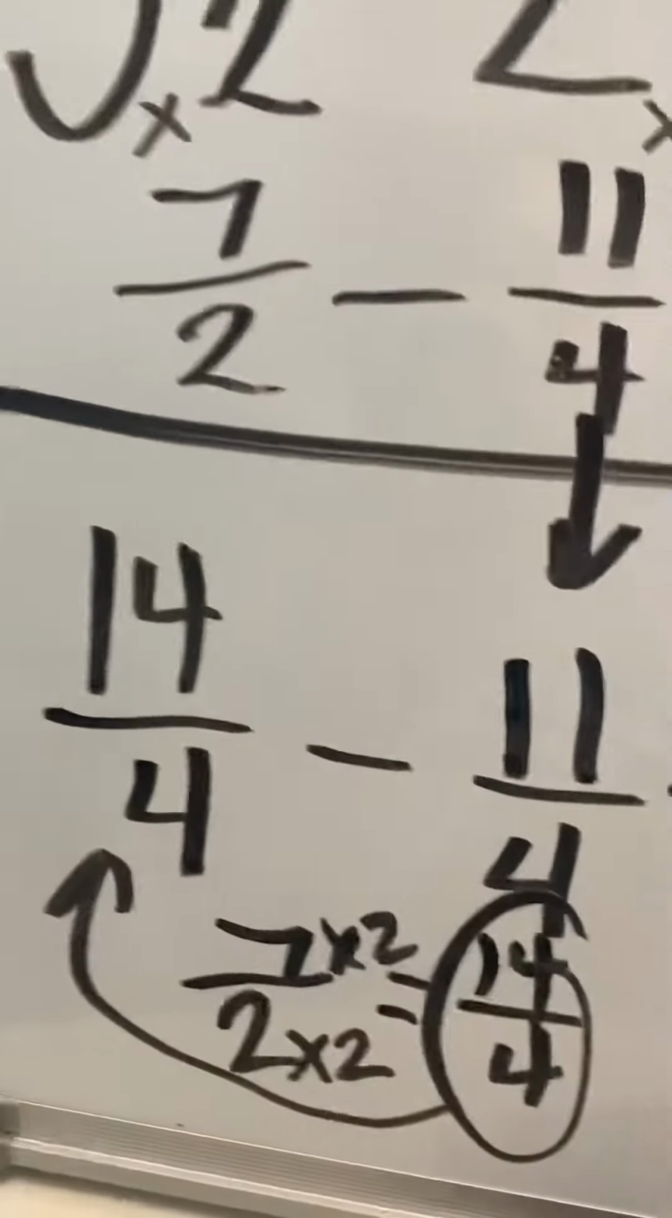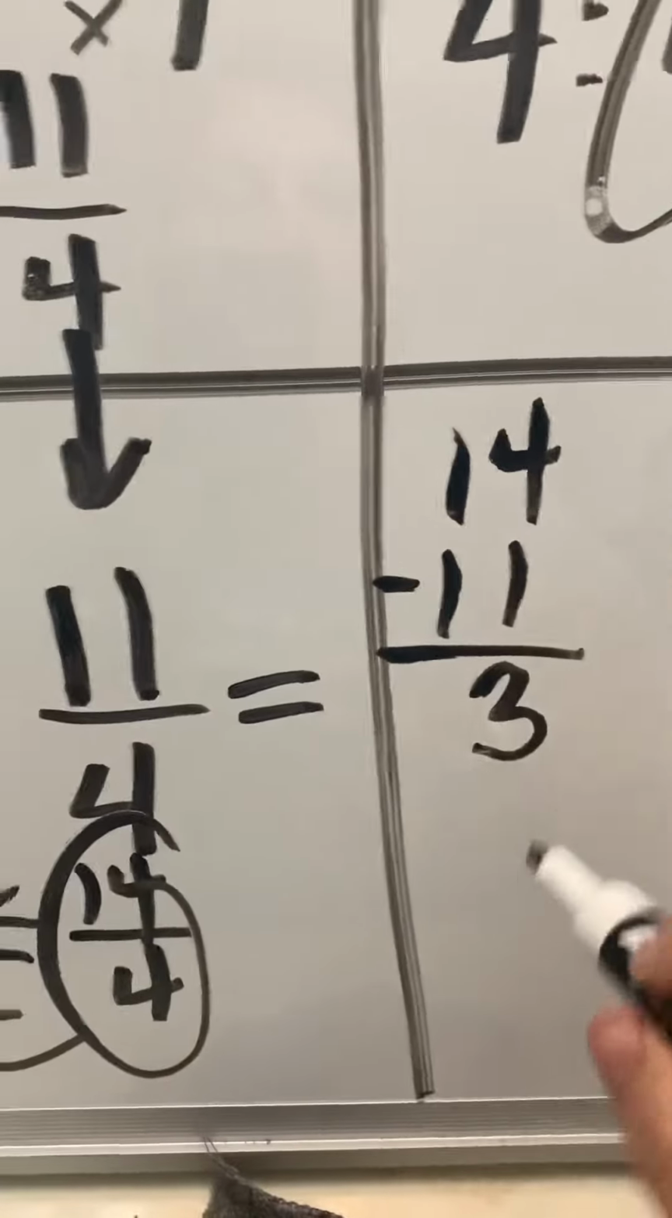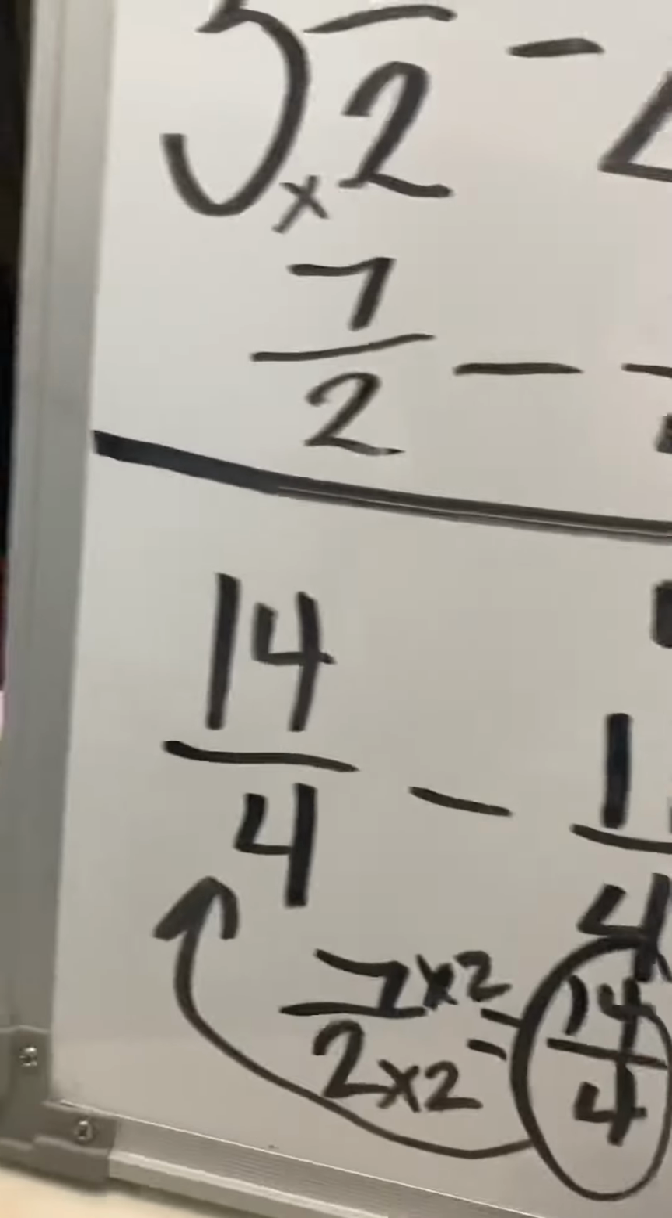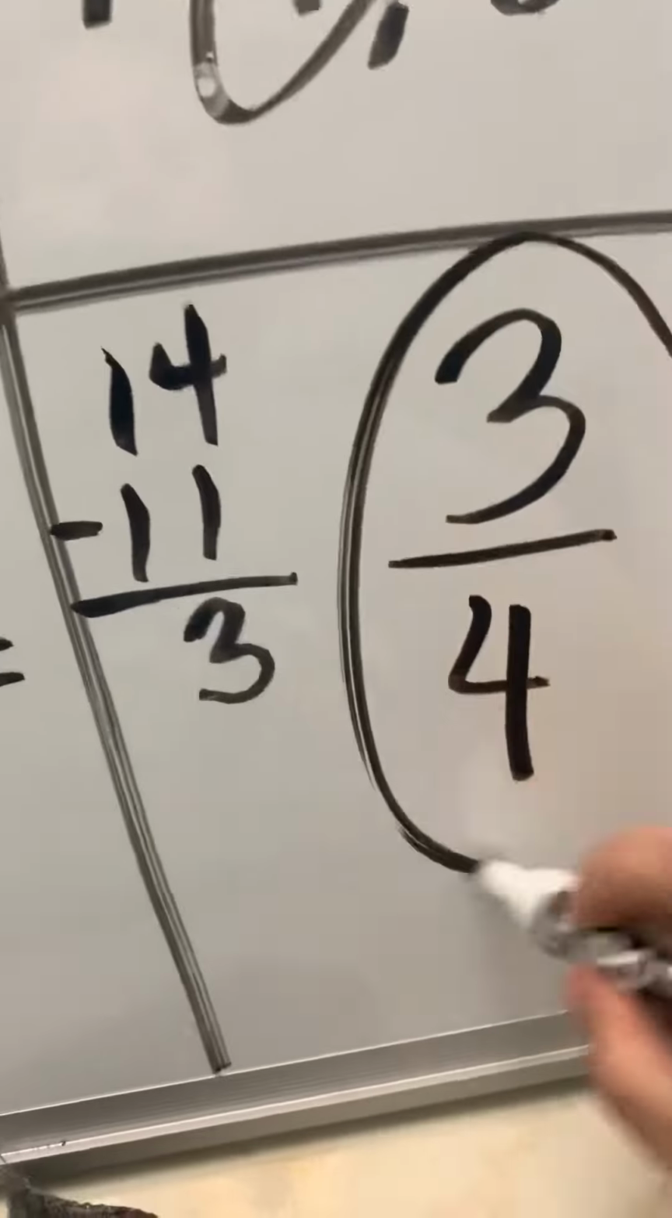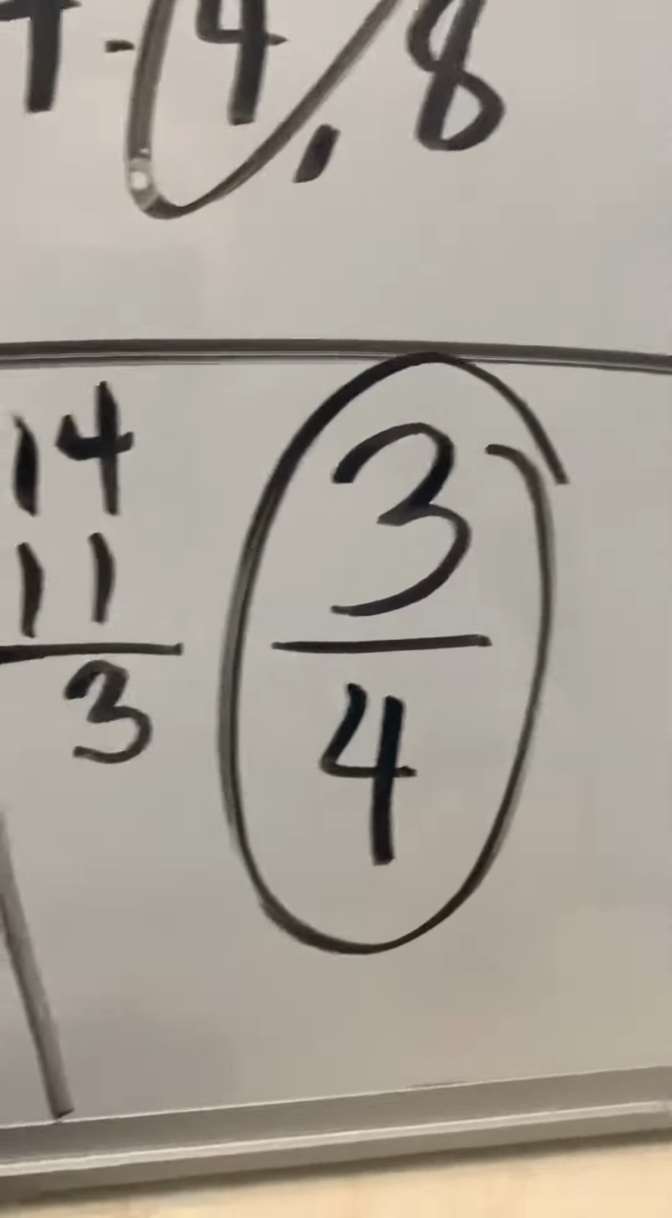Now I can just subtract. 14 minus 11 leaves me with 3. Not just 3, 3/4. Cannot simplify that because it is not improper.